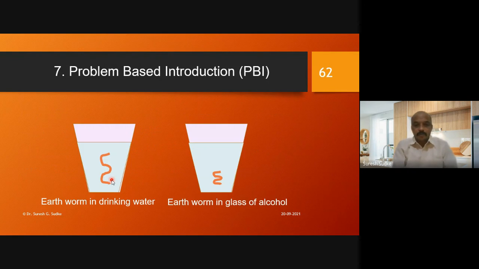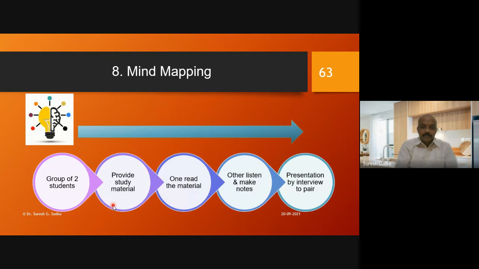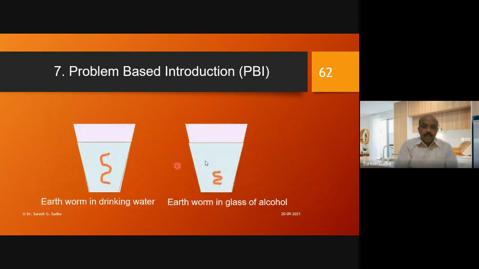The simple experiment I have provided here is a case study. A glass of water, and in this glass of water an earthworm is placed, and it was found that it is swirling very nicely. And in another glass I have taken alcohol and placed an earthworm. After some time, it is observed that the earthworm present in water is swirling very effectively, and the earthworm present in the alcohol glass loses its activity.